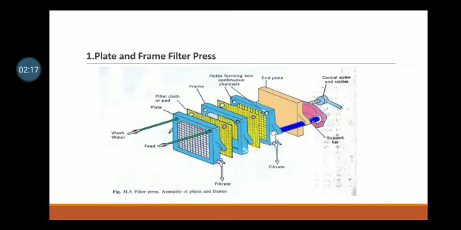This is the diagram of plate and frame filter press, which consists of feed, wash water, then first one plate, filter cloth or pad, in between there are frames, then holes forming two continuous channels, filtrate, then end plate, central screw and support bar.